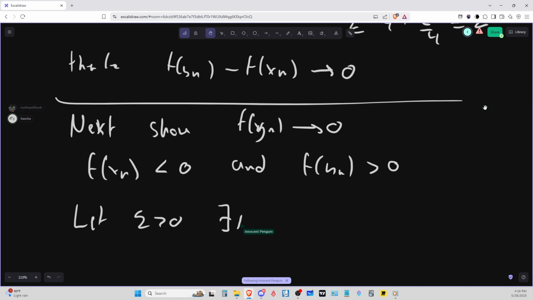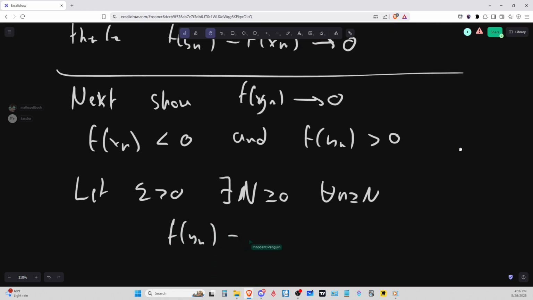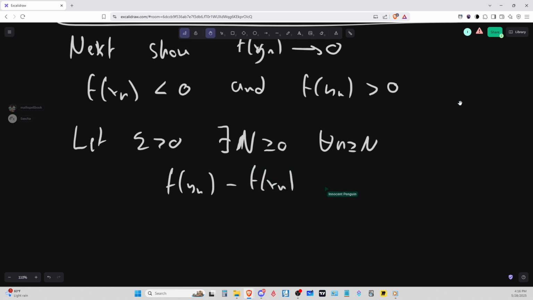So you know there exists some rank n such that for all n which are bigger or equal to n, you have that the difference between f of yn minus f of xn is less than epsilon. Here, note that I didn't use absolute value because I know that y is positive and x is negative. Therefore, there's no need for absolute value.